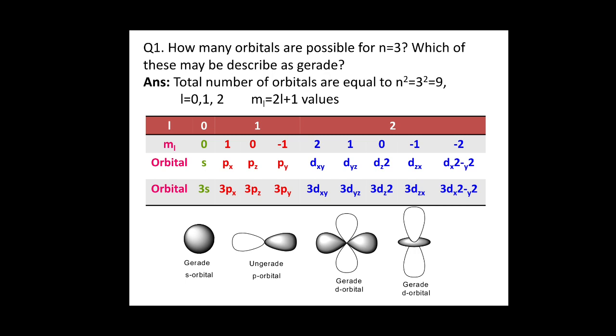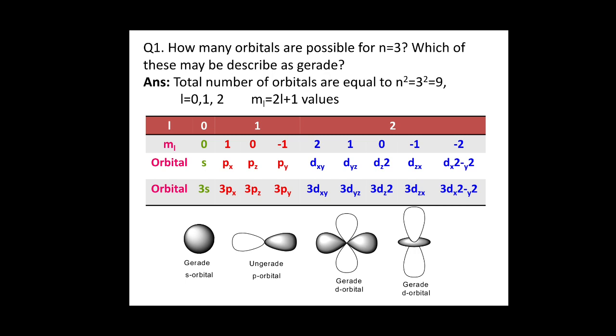But it may happen that people ask you what these atomic orbitals look like. In order to know that, you need to know the relationship between the different quantum numbers. Let me start. In the question it is given n equal to 3. Now the values of l are restricted to 0, 1 and 2, and for each l value I can have 2l plus 1 ml values.